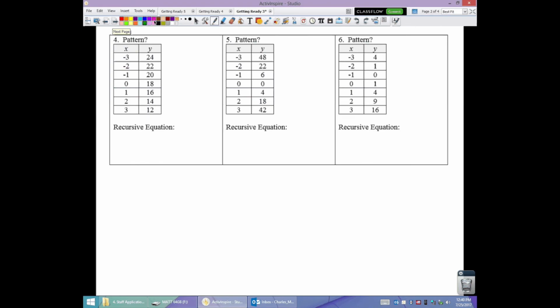Number 4, 24 down 2, down another 2, down another 2. So we see linear again with this constant rate of change. The recursive equation, f of negative 3 is 24. Any new f of x can be found by adding f of x minus 1 and a negative 2.